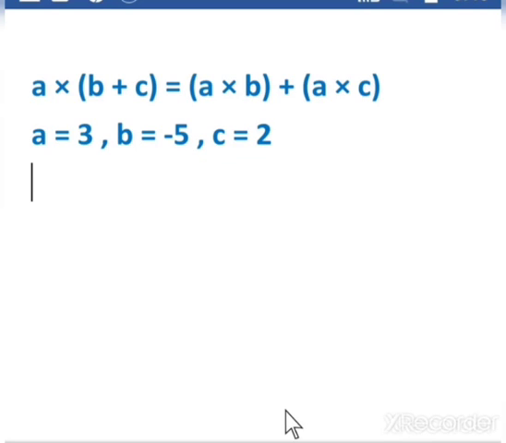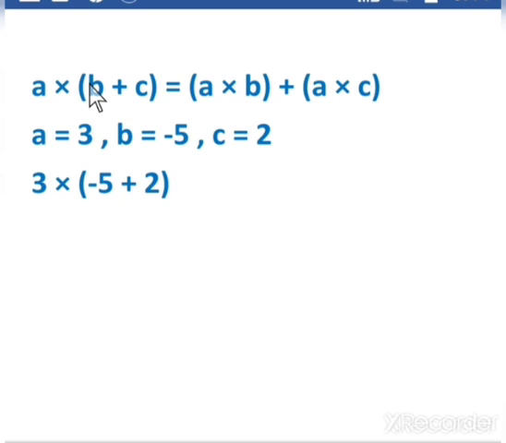The example for the distributive property: the value for a is 3, and the value for b is minus 5, and the value for c is 2. First we are going to solve the left hand side. The value for a is 3, so 3, and then we have the multiply sign, and then we have a bracket, and the value for b is minus 5, and then we have plus, and then the value for c is 2.